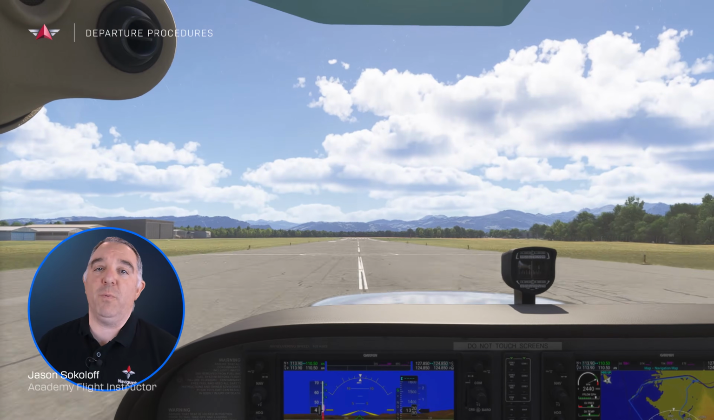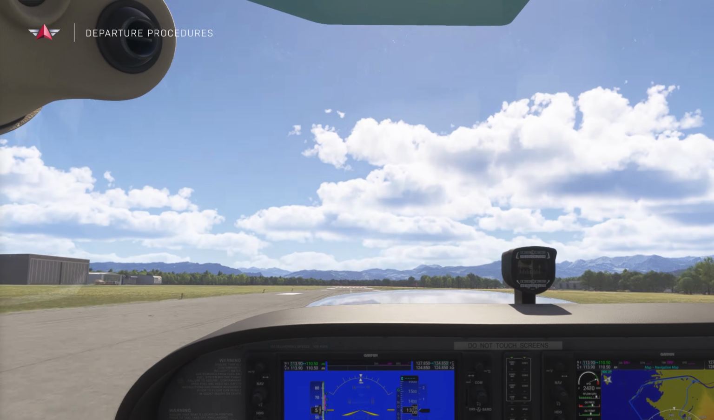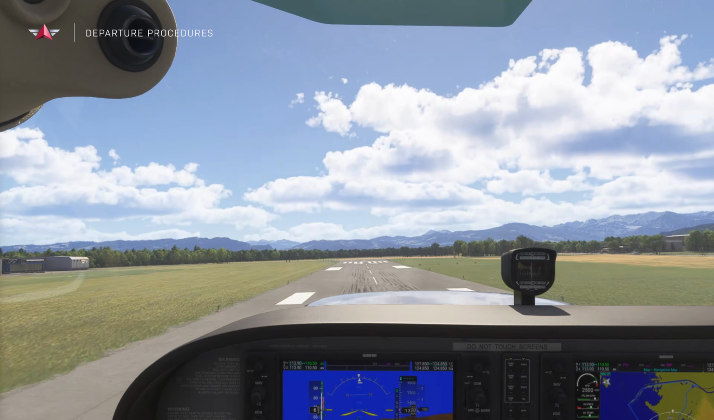crosswind, and the downwind segments. Here we are on the runway and have just begun our takeoff roll. I reach 55 knots and then I rotate. Let's accelerate to climb speed. We'll raise our nose to climb attitude.